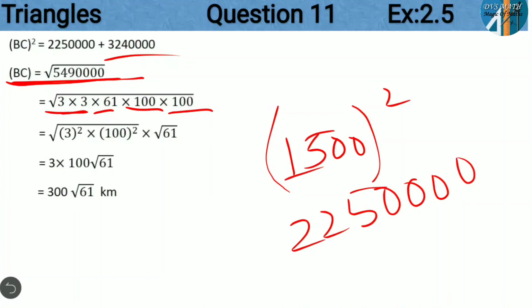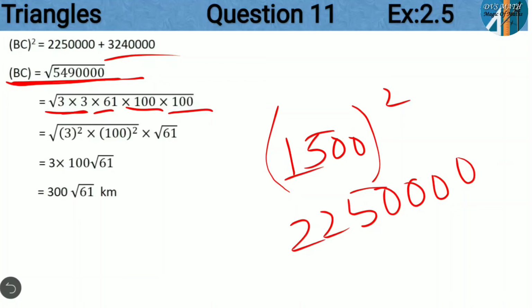But to make it very simple, you have to find the factors and substitute it. You will get 100 square and 3 square. So if you bring it from outside the square root, it becomes 3 into 100. So 3 into 100, it is 300. So 61, it is not a perfect square. Keep it as it is. So 300 root 61 kilometer, the distance between the two planes after 1.5 hours. So this is about question number 11.